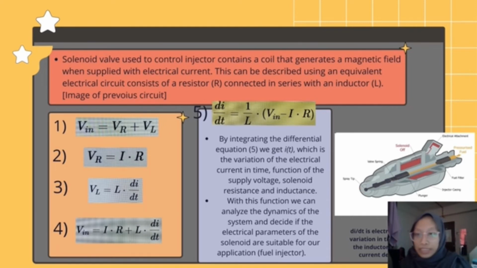The fourth equation is used to obtain the differential equation that describes the dynamics of the electric current through the solenoid. The fifth equation is the final equation that analyzes the dynamics of the system.